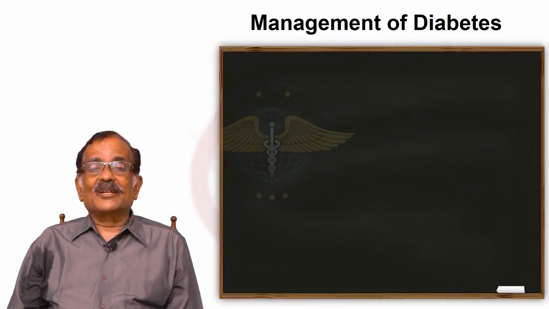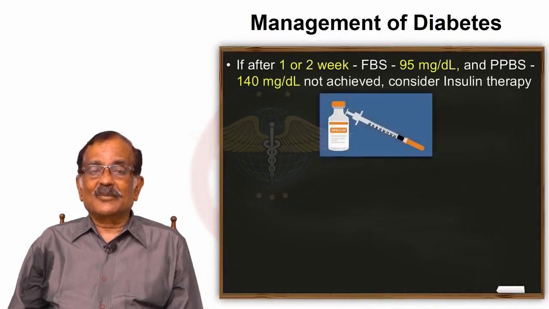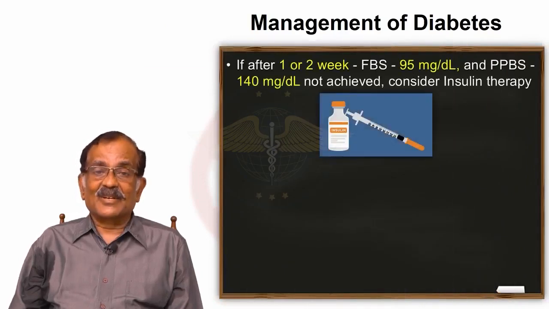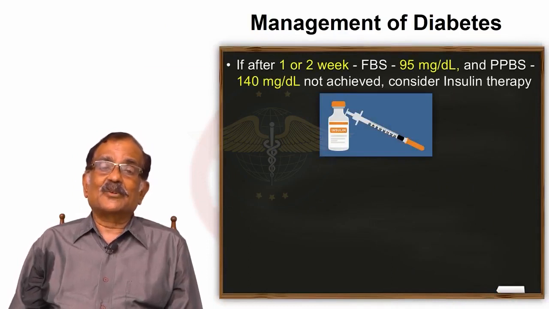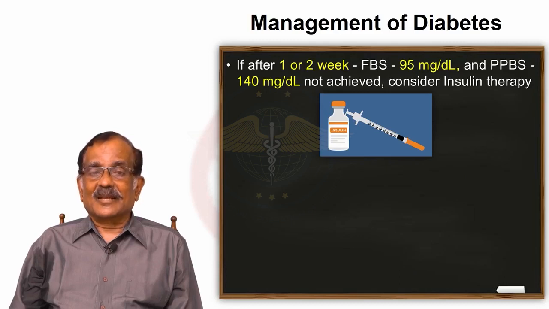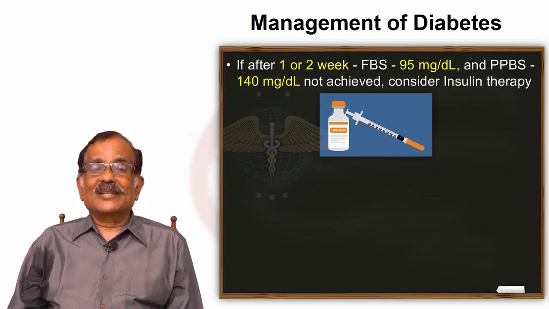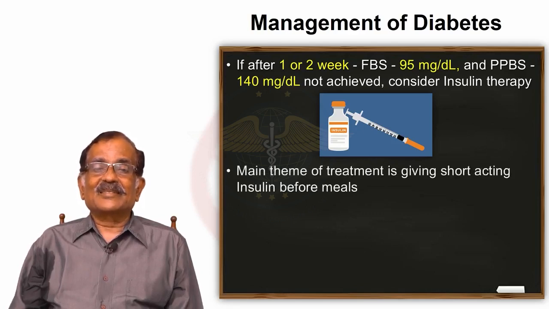And after a week or two, if you are not able to achieve the target of 95 fasting and 140 at 1 hour postprandial, then you have to consider giving insulin therapy. As has already been said, postprandial hyperglycemia is the main culprit in pregnancy-related diabetes. So the main theme of treatment is giving short-acting insulin before meals.